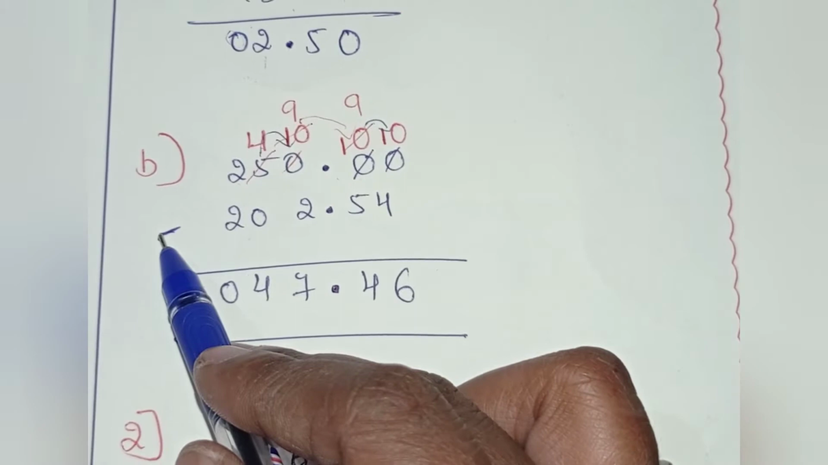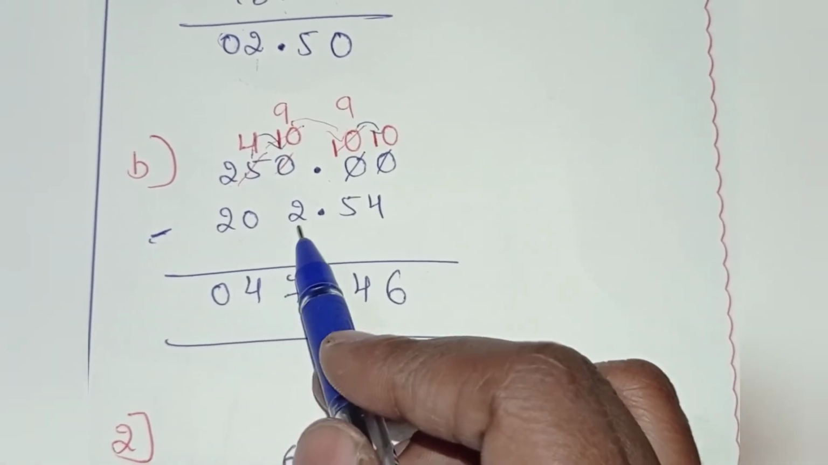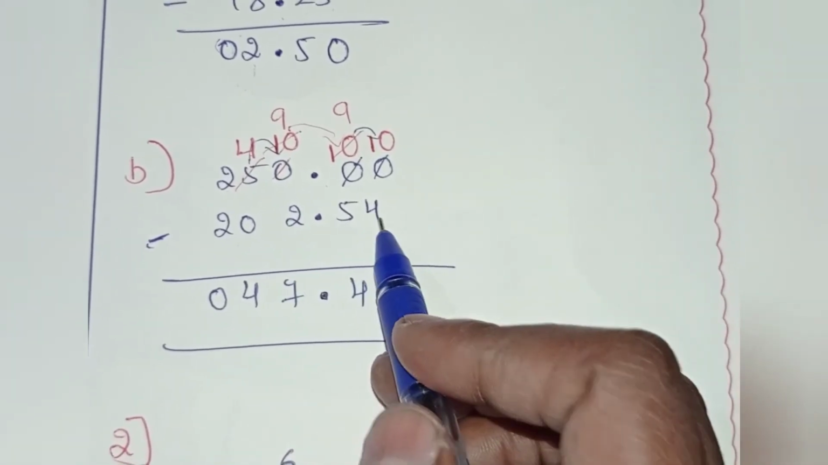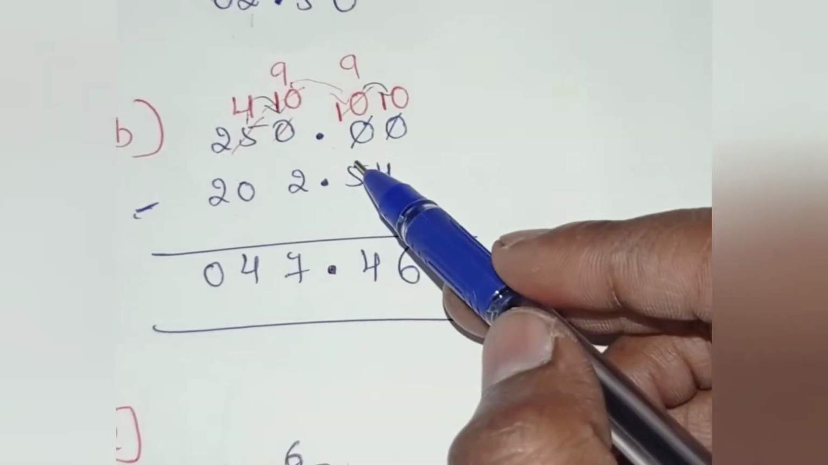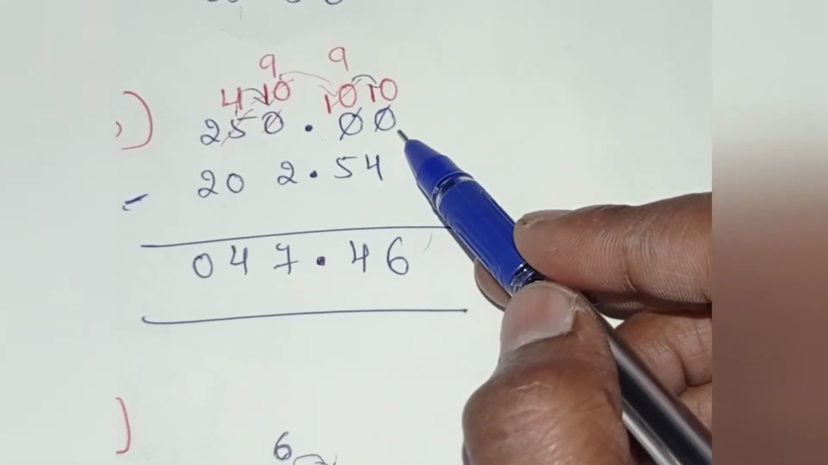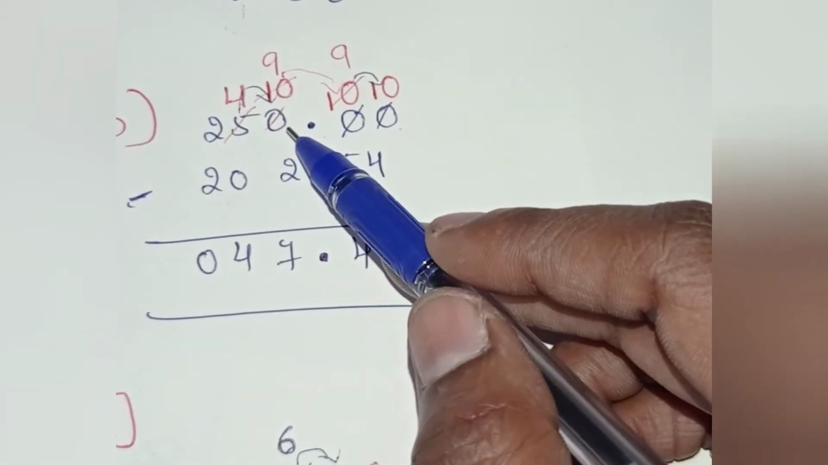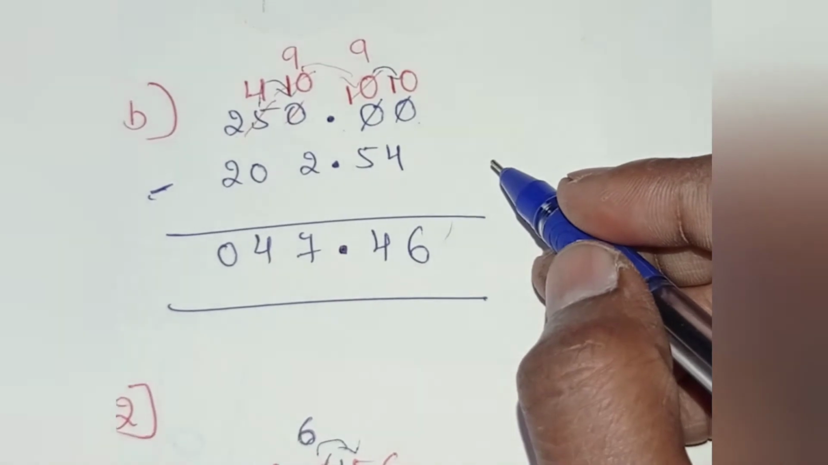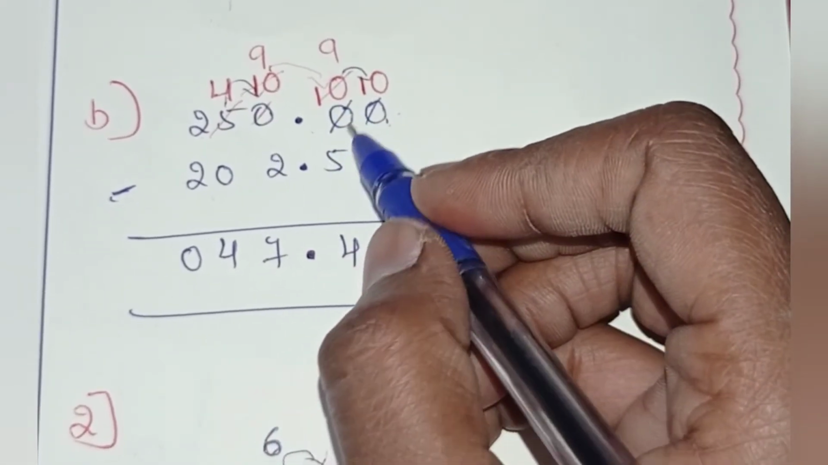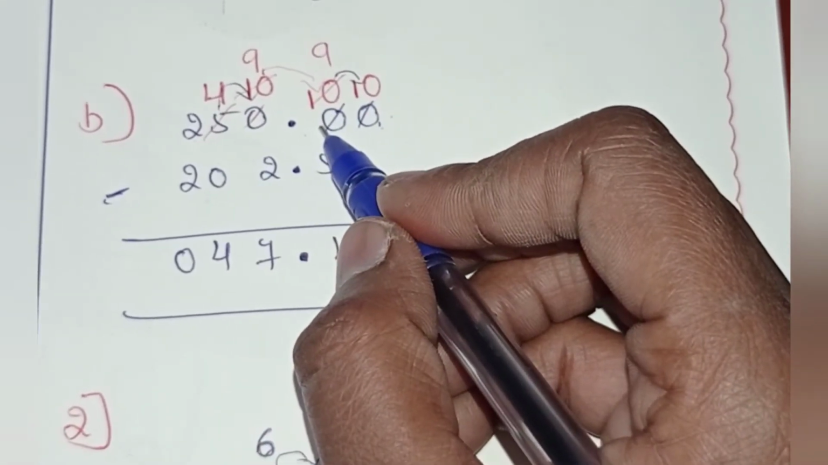250.00 minus 202.54. Okay children, let's do subtraction. 0 minus 4. Yes, we can't minus 4 in 0, right? So what should I do? Yes, we should take a carry from this number.